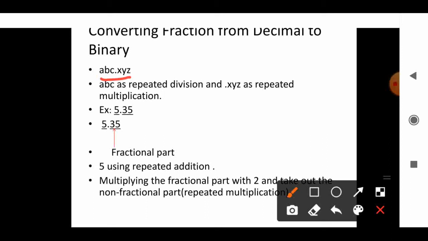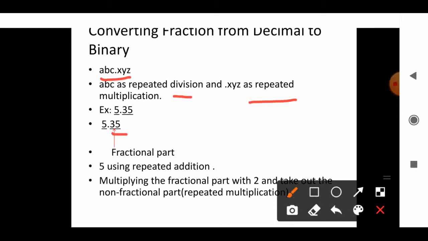The ABC part is handled by repeated division, and the fractional part is handled by repeated multiplication. What we did before, before the decimal point, the number is divided by repeated division. After the decimal point, the fractional part is handled by repeated multiplication. Let us see an example of this: 5.35. It is a fractional number.